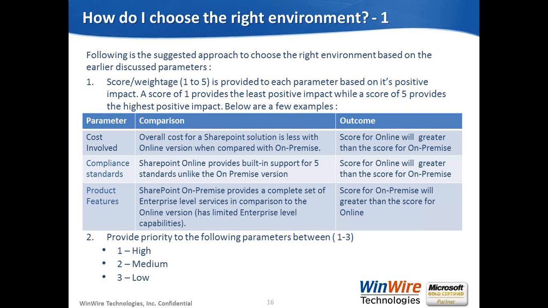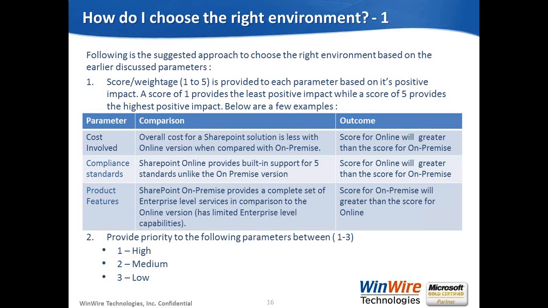Take an example of cost involved. In the case of SharePoint Online, the overall cost is usually cheaper than the on-premise version. On-premise, why is it high? Because of considerations for maintaining the servers, purchasing the servers, or purchasing the licenses. So the outcome is that because the online version is cheaper, you would see a positive impact coming in. So the score of an online version is greater than the score of an on-premise version.